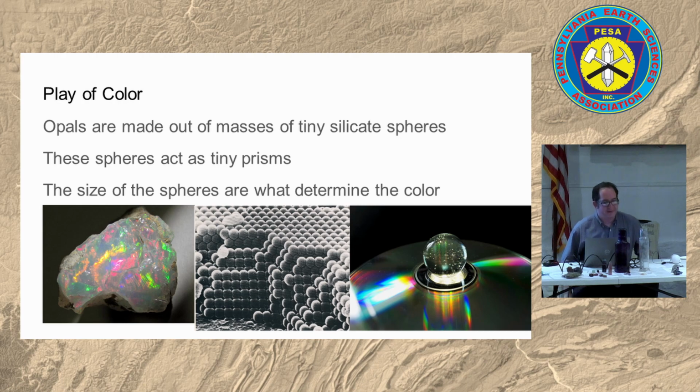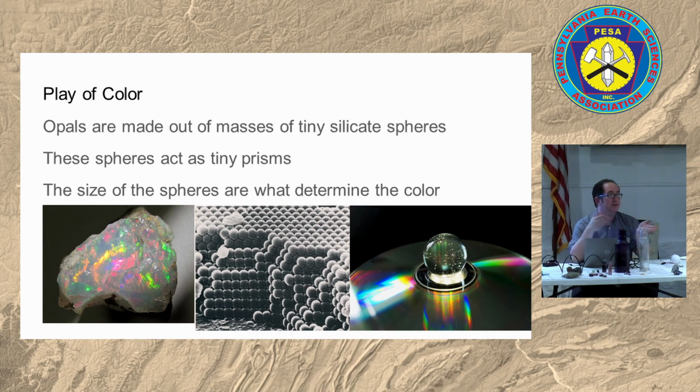Then we have play of color. This is specific to an opal. So opals, lovely little things here, but if you were to zoom in, you would see that there are tons of tiny little spheres. Basically, tiny little glass spheres, that is all opal is. And those spheres act like tons of tiny little prisms. So you have the light come in, hit the layers of prisms, and it is split into its component colors.